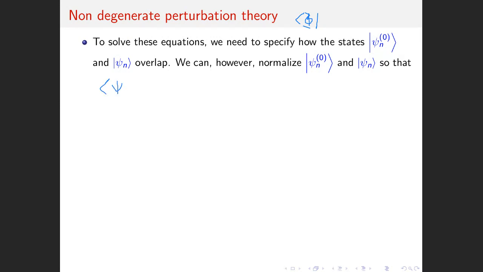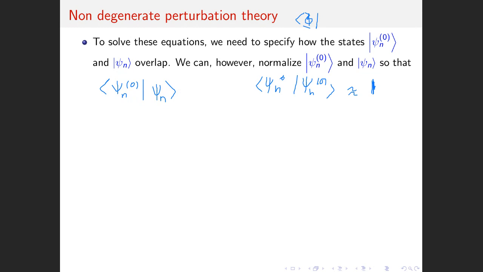So our guess for what this ket vector phi might be: to solve these equations, you have to specify what is the overlap of the vector psi n 0 with the new vector psi n. Now psi n 0 with psi n is approximately the same as psi n 0 with psi n 0. The original wave functions were normalized, so this has to be approximately equal to 1.